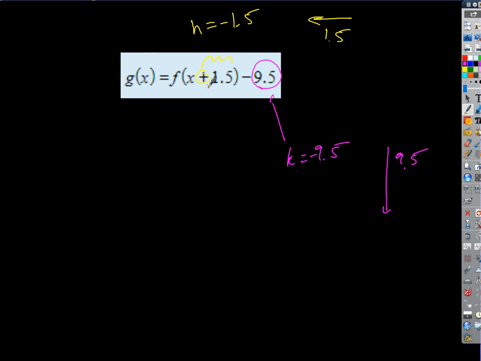You want to remember why, because it's related to f of x minus h plus k, right? Okay, so the last couple problems on this, now, this is a little bit different.